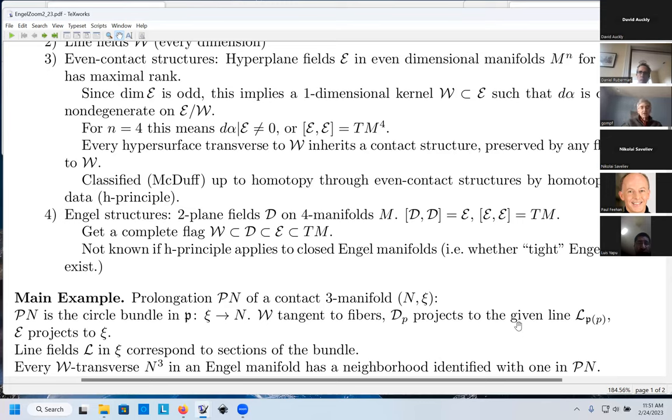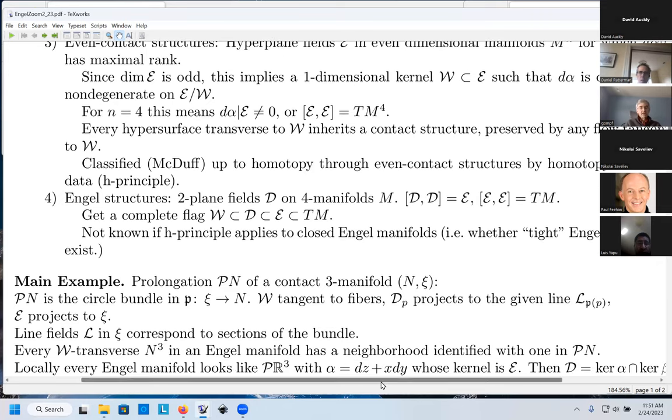All right, so as I've already discussed, Engel manifolds are all the same locally. What that says, in fact, is that if we want to understand an Engel manifold locally, it's enough to understand the prolongation of R3. So we just take R3 with its usual tight contact structure that I've written as dz plus xdy, so that we can see the front projections easily.